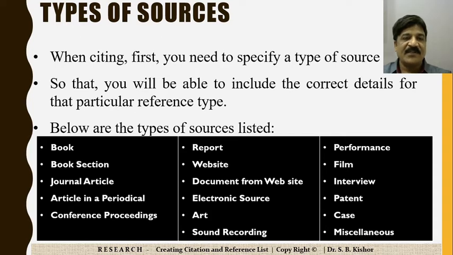Then we have journal articles, like your regular articles where you are publishing the paper, like in Scopus. They are basically referred to as a journal article. While an article in a periodical may be something like a magazine. Okay. Then we have a conference proceeding, then a report, then it may be a website or a document from a website, which means a specific page from that particular website. Okay. Then electronic sources like e-books, etc. So there are n number of sources that you may follow, like patents and some case studies. Okay. So these are some of the sources that you can use while writing your research paper or thesis.